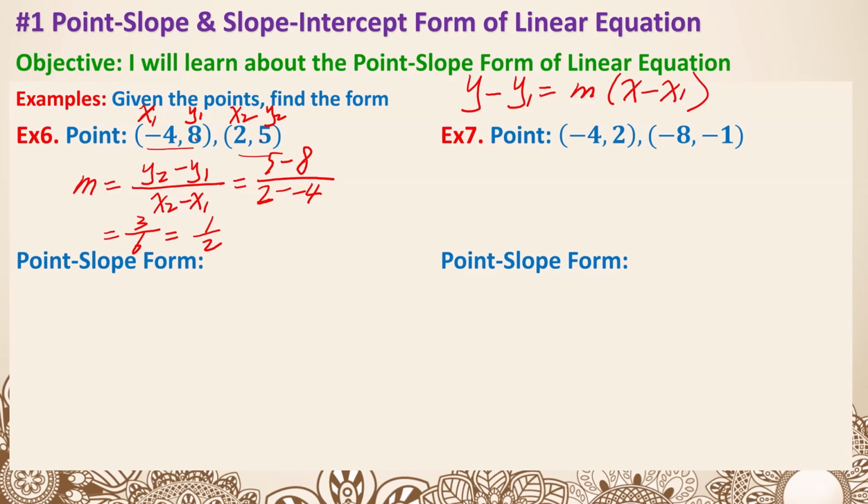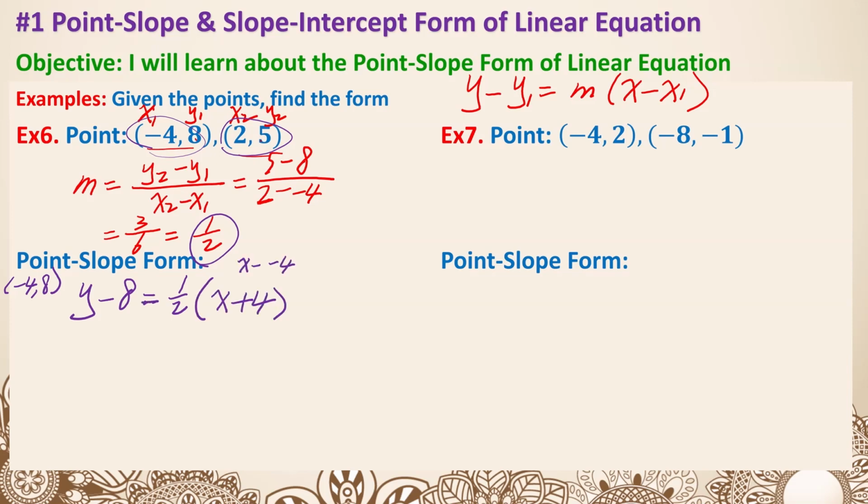So now we have a slope, and we also have 2 points to choose from. You can use either point. Let's say we want to use the first point. If you use negative 4, 8 to write the point slope form, that's y minus 8 equals 1/2 times x minus negative 4, which becomes x plus 4. That's if you use negative 4, 8. Let's say you want to use 2, 5: y minus 5 equals 1/2 times x minus 2.